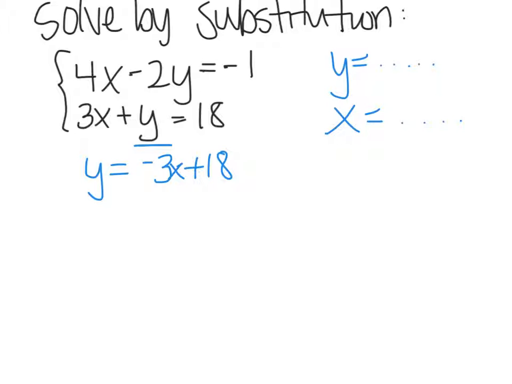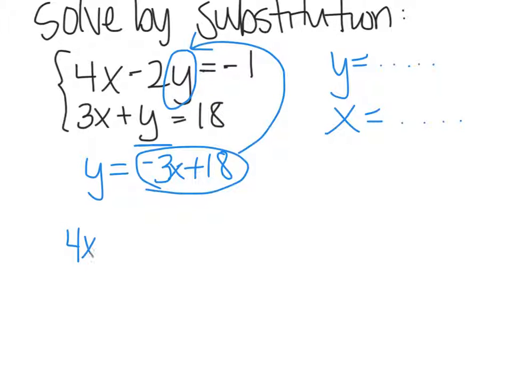Now, if we look at the top equation, I have a y right here. So I know what y equals, right? It's this guy right here. So we are going to substitute that in for that y. So I'm going to have 4x minus 2 times, remember, use parentheses. The parentheses are very important since we're just replacing the y. We're not replacing the negative 2, just the y. And remember, the symbol in between those two is multiplication. So the y equals negative 3x plus 18, and that still equals negative 1.